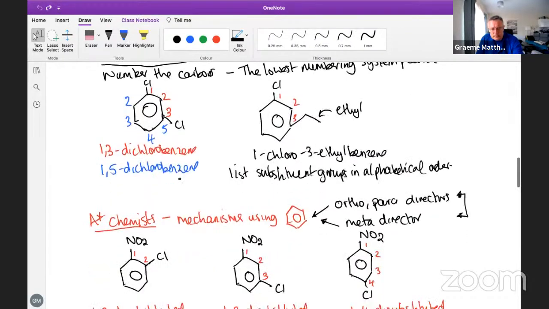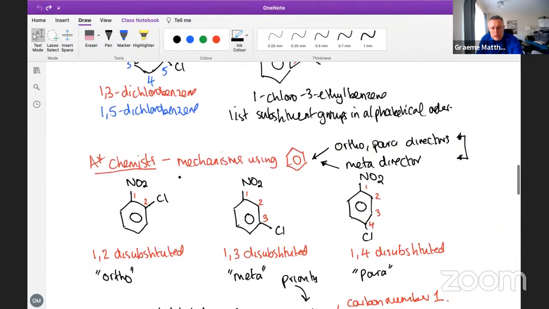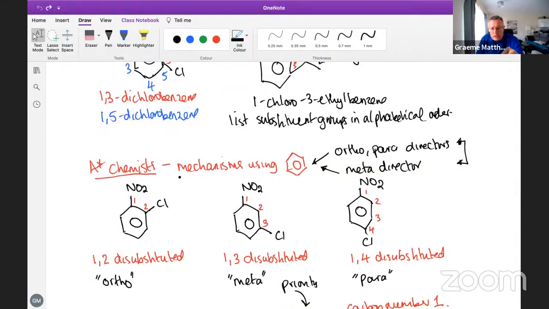Now, I did say I'll mention this next week when we talk about reactions of arenes, okay? But this is my A-star chemists, as in all of you. They'll start giving you mechanisms, which we'll do next week. And all of a sudden, you start coming up with, well, they say it makes this product, so what's the other possible product it could make?